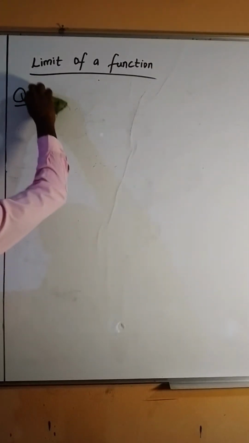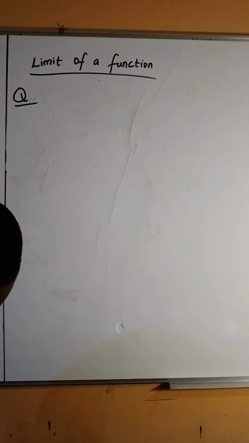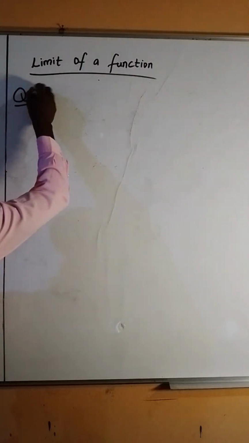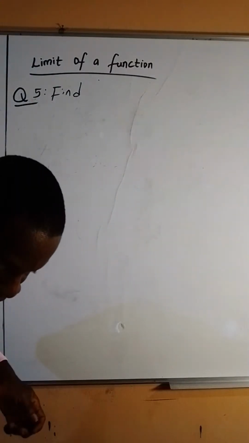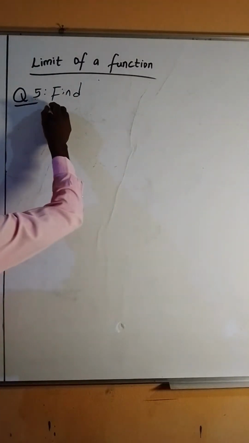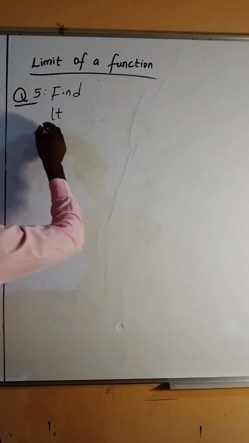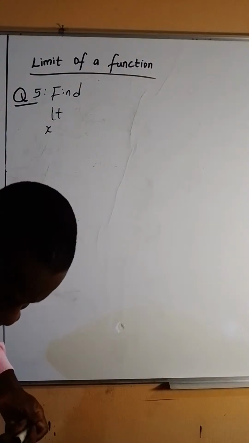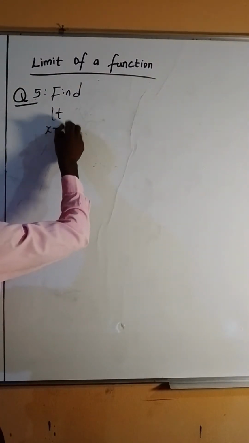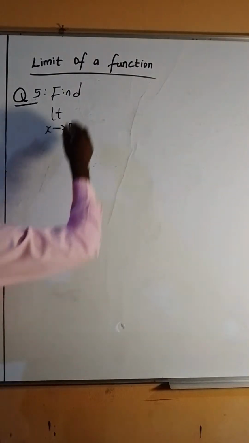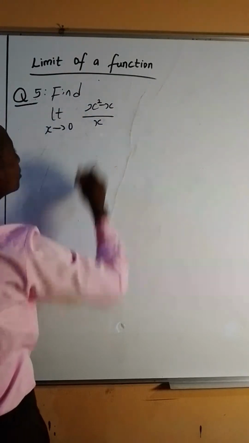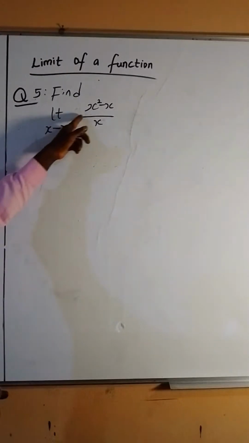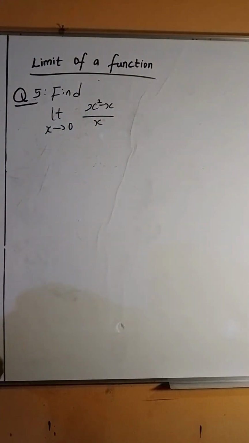So question number 5, which is the very last one, we have to find the limit. Find the limit, so we write lim, the limiting function as x approaches 0, of x squared minus x, divided by x. All right, so this is x squared minus x, then divided by x.